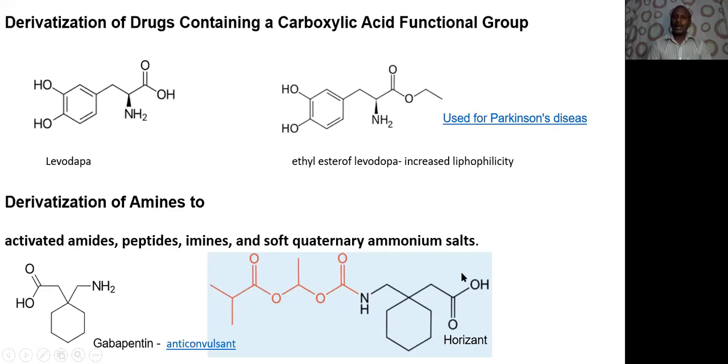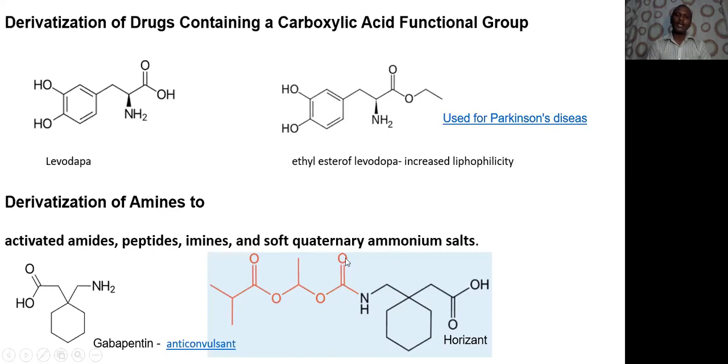And again here, why we have done this is again lipophilicity. We are trying to increase the lipophilicity by converting the amine functional group. If you have an amine in your drug molecule, you can convert that into amides, or you can add peptides, or you can add imines, C double bond N, or you can convert them into quaternary ammonium salts. So here I am giving the example of how you convert amines to activated amides. Only one example, all these examples we are not going to deal with.